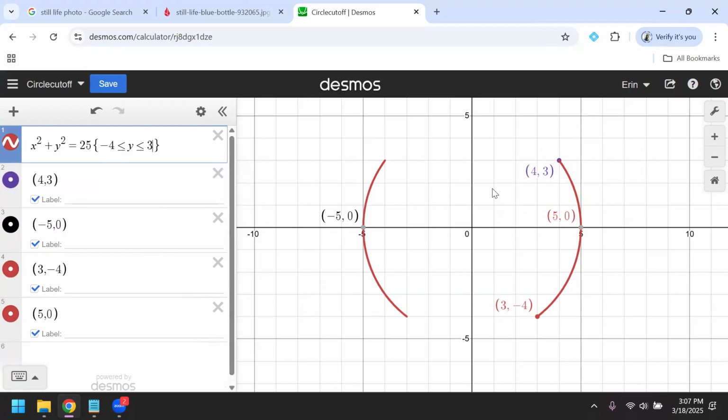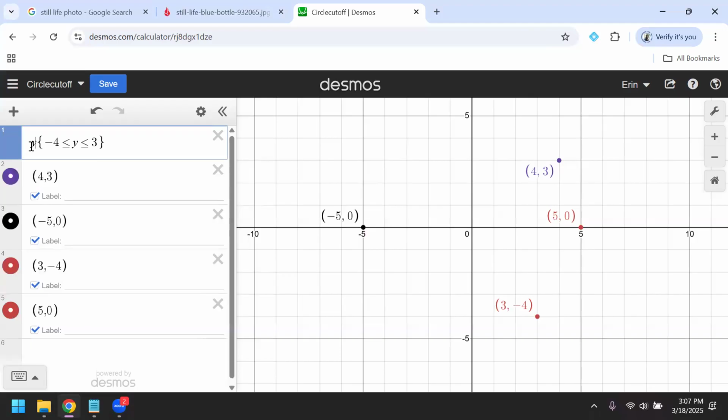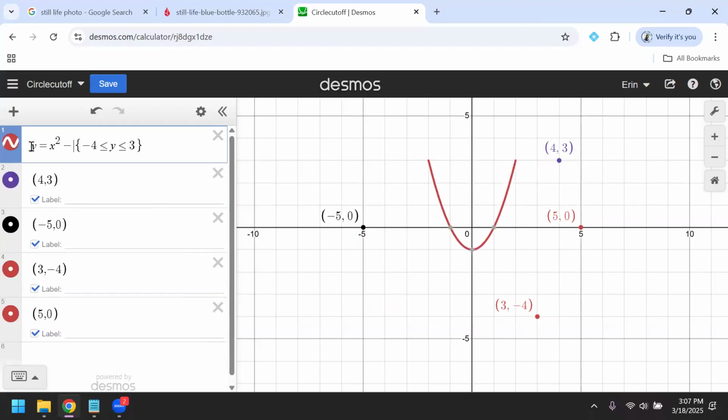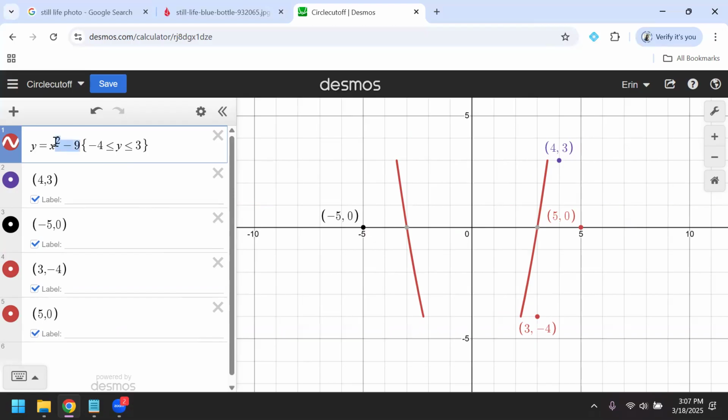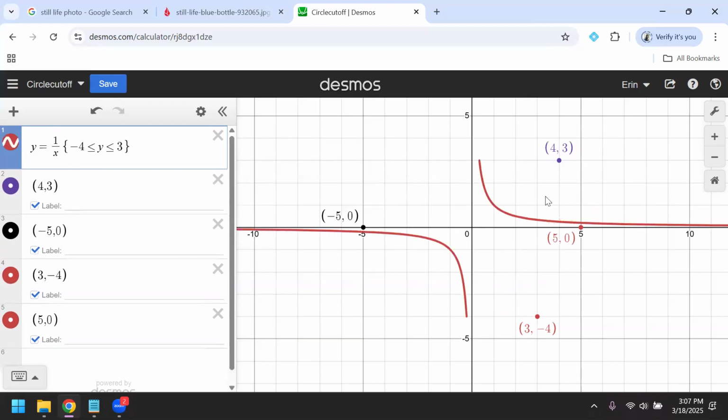Okay, so this is going to be a really useful tool for creating our art project. Now, I can do this with any graph here. Let's say y equals x squared minus 9. Let's try that. Look, right? I can cut off things this way as well. I can cut off, for example, 1 over x there. It's 1 over x, but it's cut off.